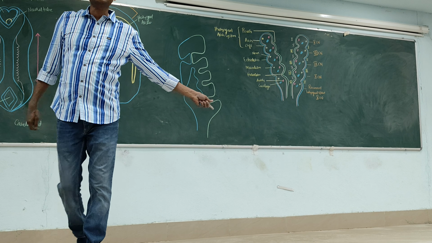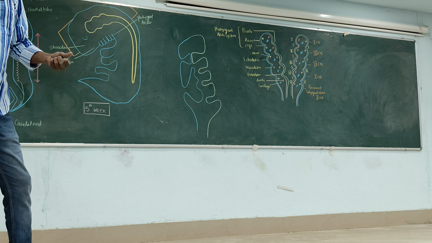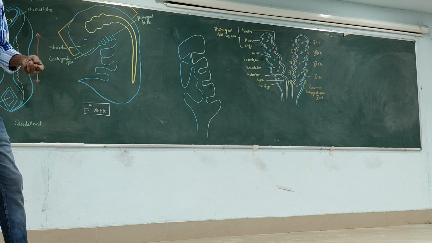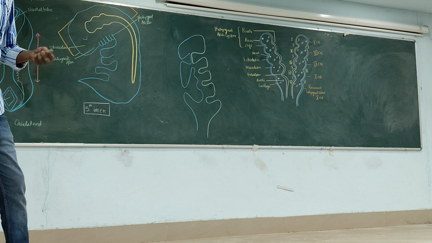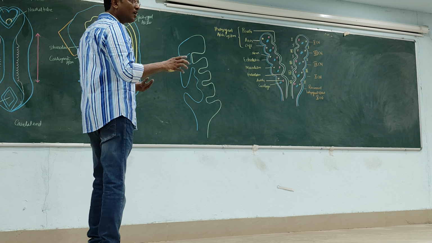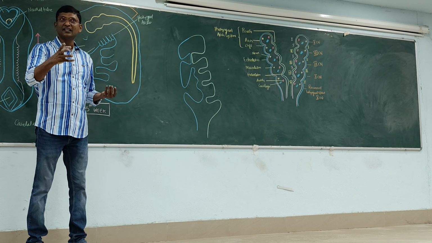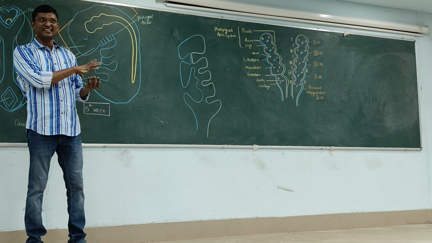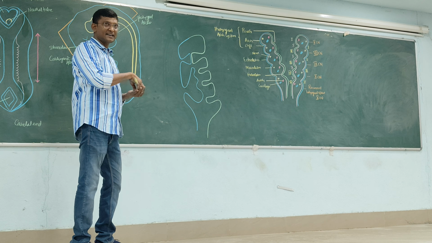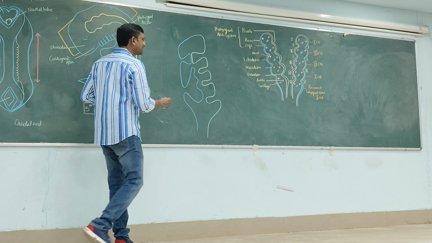So this is how the pharyngeal arches have grown finally, which means that they are asymmetrical. Am I correct? Yes, sir. They are not symmetrical, they are asymmetrical. Now I will label all the structures which are going to develop from these pharyngeal arches. If you look at the first pharyngeal arch, it's quite interesting.